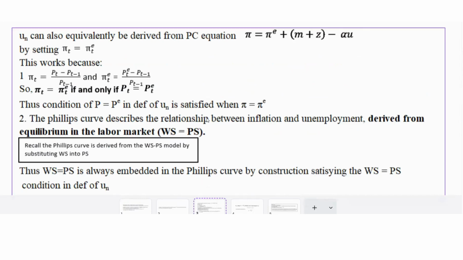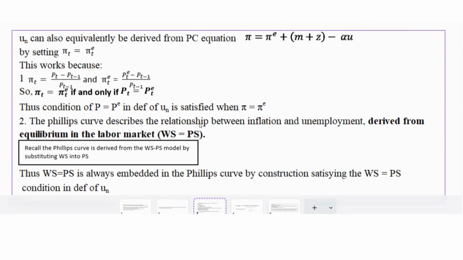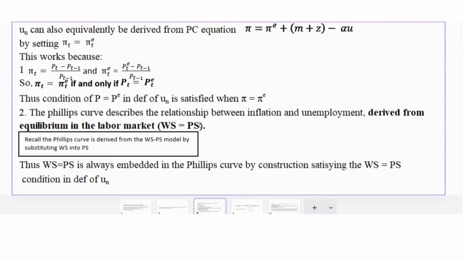Now what about the WS is equal to PS condition? For this, we need to understand that the Phillips curve describes the relationship between inflation and unemployment derived from equilibrium in the labor market. So the key point here is that the Phillips curve describes the relationship between inflation and unemployment, which is derived from equilibrium in the labor market.